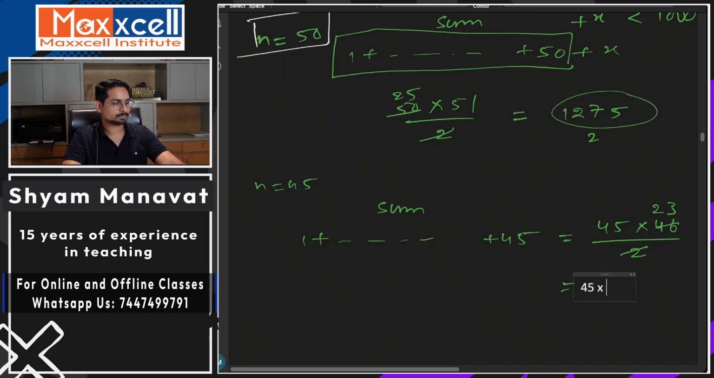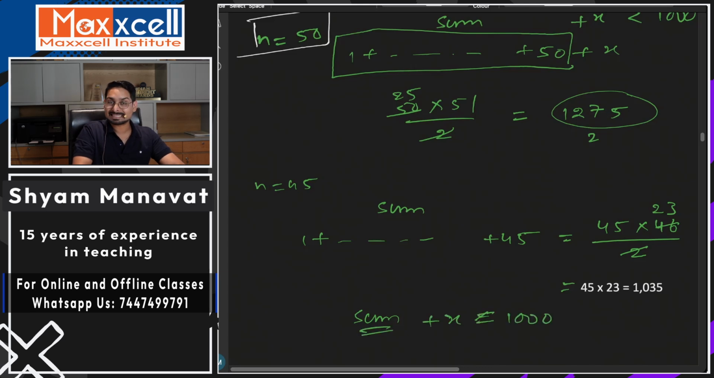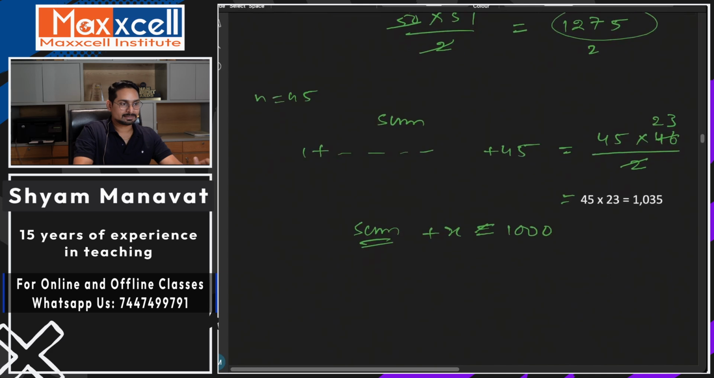45 into 23 is going to be 1035. It is closer to 1000 but more than 1000. What are we looking for? The sum plus the number which is repeating is equal to 1000. That means the sum has to be less than 1000. Let's try. See, now look at this.